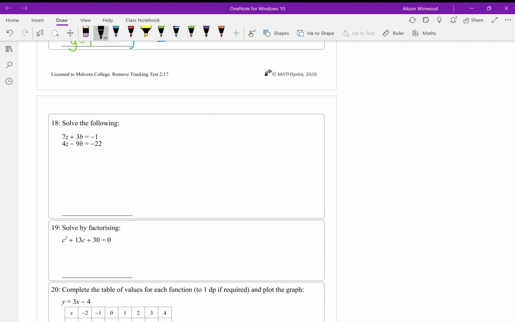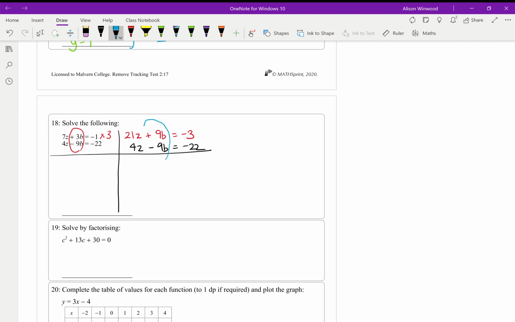Similar simultaneous equations. Again, this time I'm going to balance the b's by multiplying the top equation by 3. So I get 21z plus 9b equals negative 3. Bottom equation stays the same. 4z subtract 9b equals negative 22.